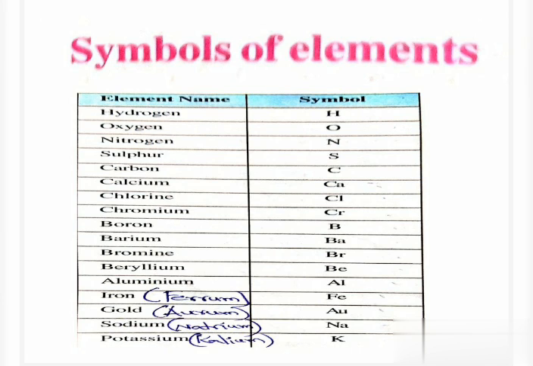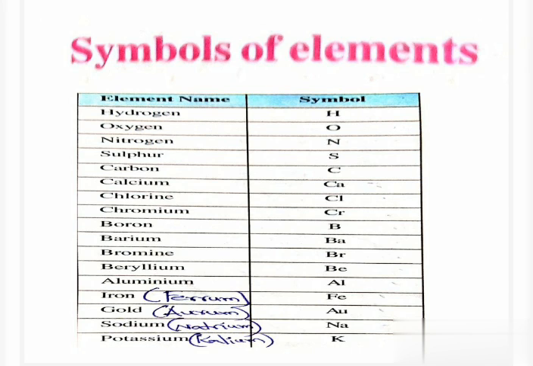So what is the symbol of gold? Au. Au is the symbol of gold. Why Au? Because gold's Latin name is aurum. Okay, that's why Au is the symbol of gold. Sodium, Na. Why like that? Because sodium's Latin name is natrium. Na is the symbol of sodium. Potassium's symbol is K. Why K? Because potassium's Latin name is kalium.